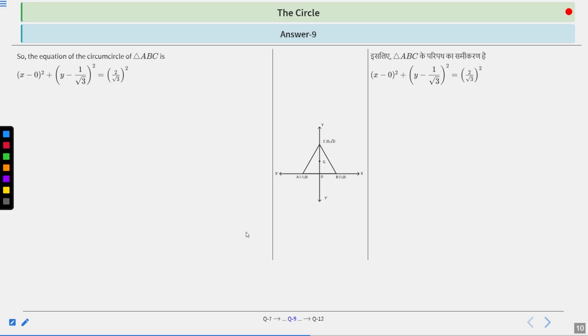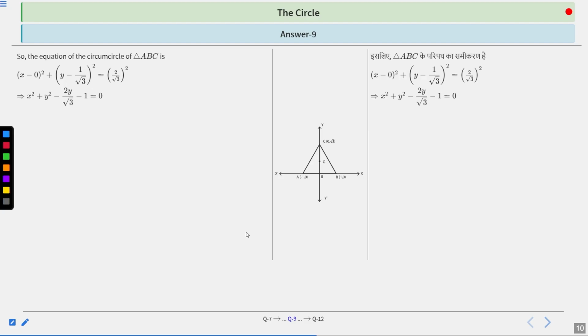Therefore, we have to basically draw the circle outside the triangle ABC, touching the vertices A, B, C. So, the circle will have center G, which is the centroid, and radius AG or GC, both are equal. AG equal to GC is equal to 2 by root 3. Clear? So the equation of the circumcircle of triangle ABC is (x minus 0) whole square plus (y minus 1 by root 3) whole square is equal to (2 by root 3) whole square.